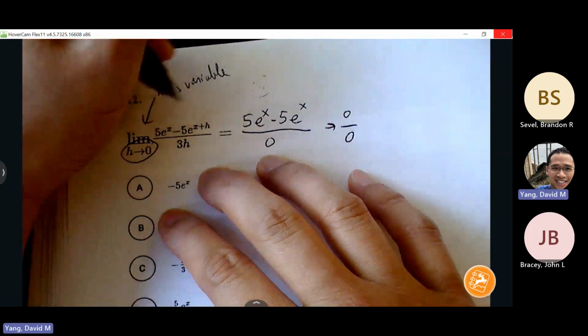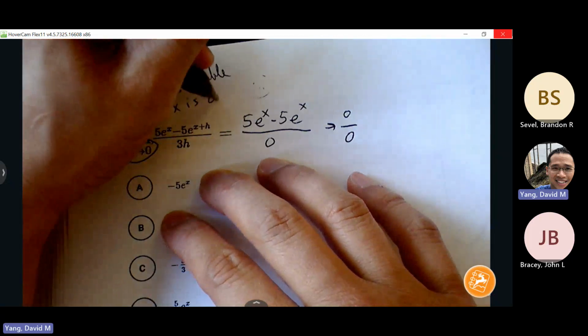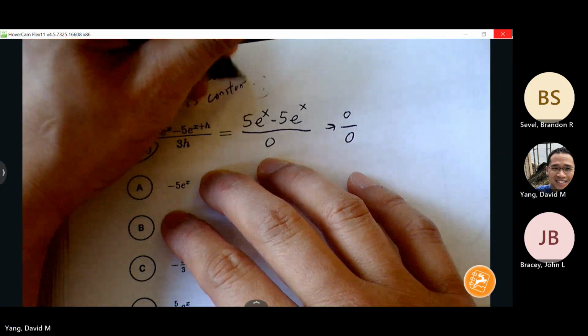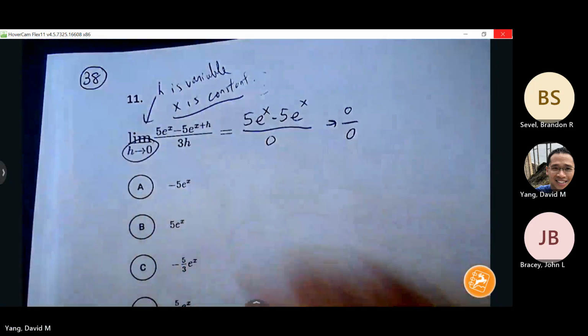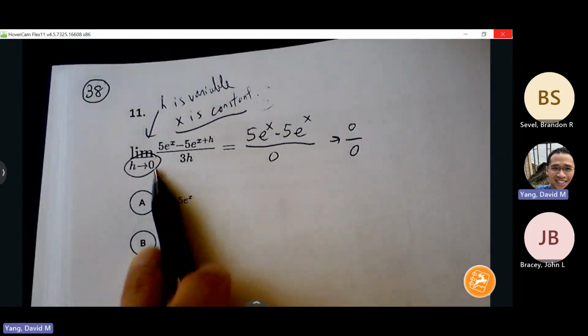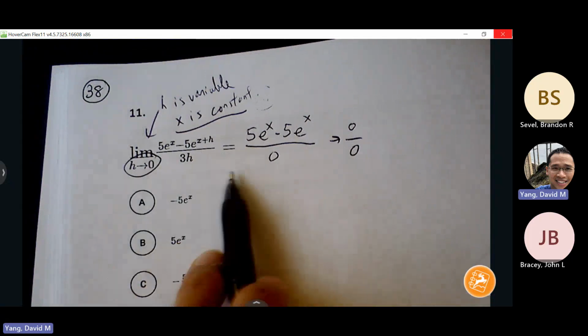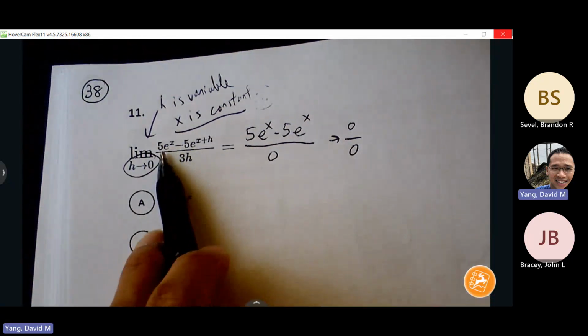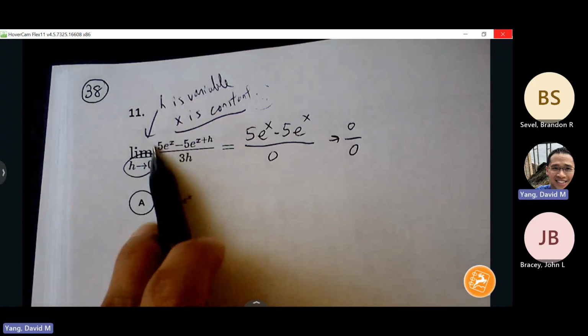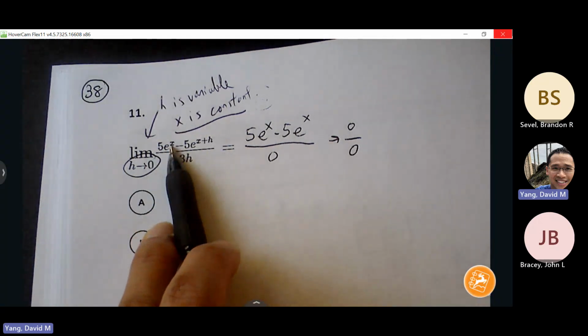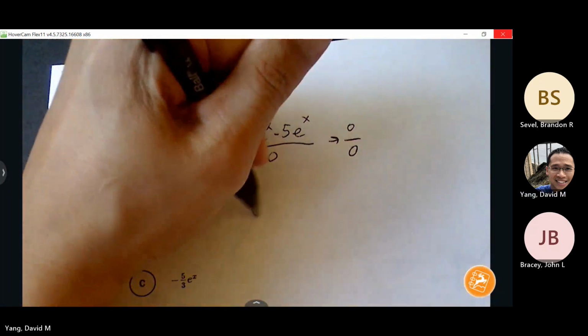Okay, we have to make the adjustment, and that x is the constant, because it's h that's moving. That's the unknown value here. So if you want to find the derivative of 5e to the x, normally you would say the derivative of 5e to the x is 5e to the x, because e to the u times u prime. But this is actually going to be just a number, so that's going to go to 0.